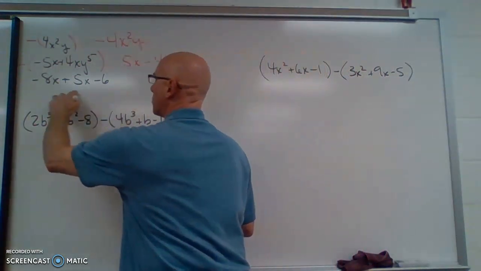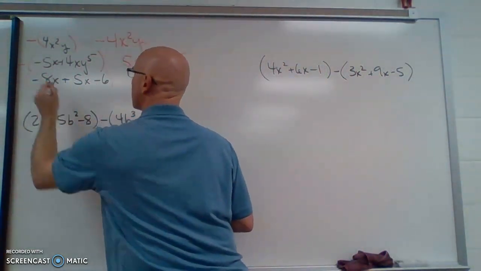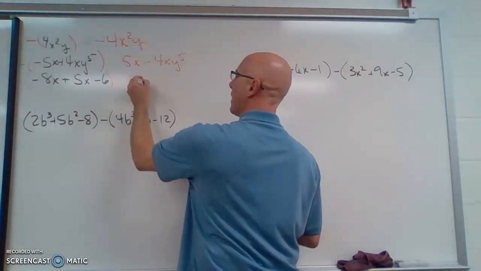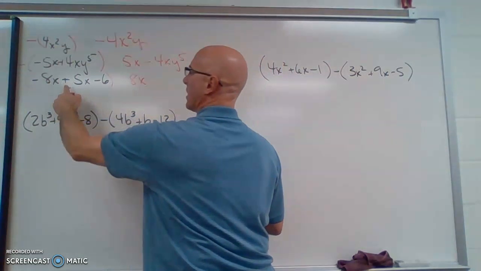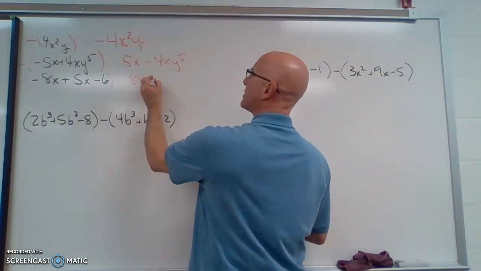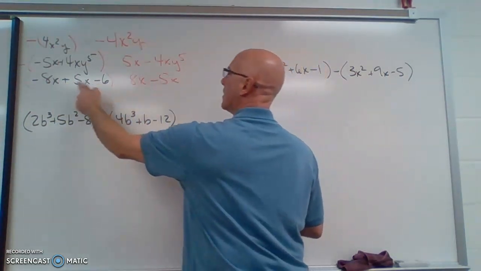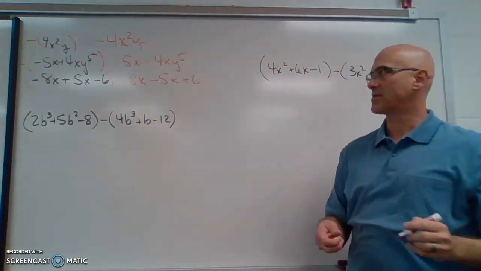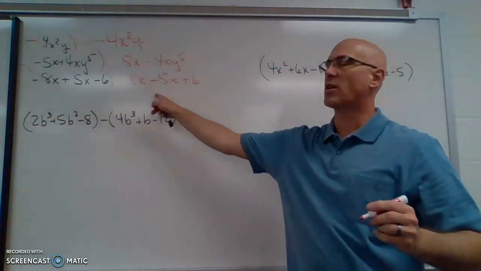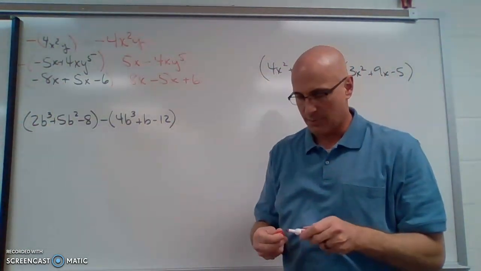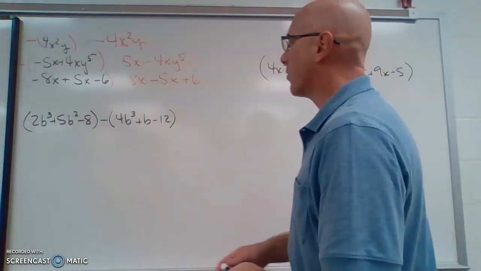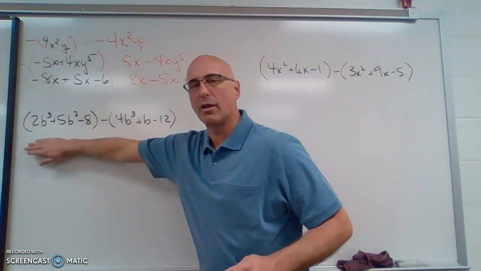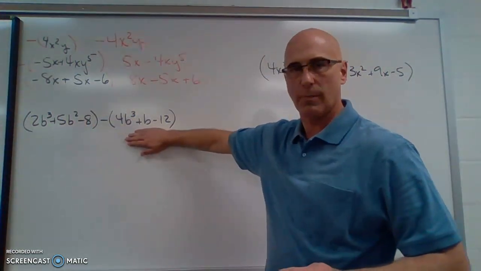And now I have a trinomial. I want to take the opposite of that. So the opposite of a negative 8x is a positive 8x. The opposite of a positive 5x is a negative 5x. The opposite of a negative 6 is a positive 6. And of course, we could start combining things right here if we really wanted to. So now we are going to look at subtracting this polynomial minus this one.